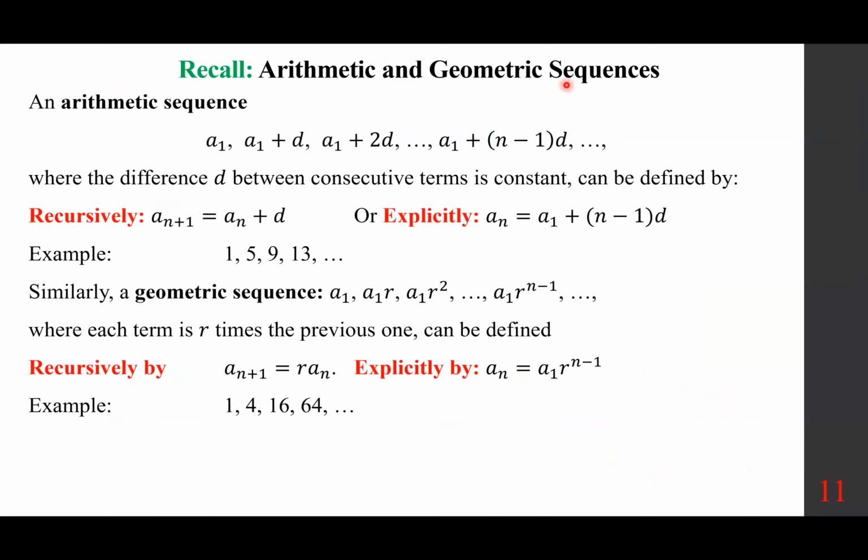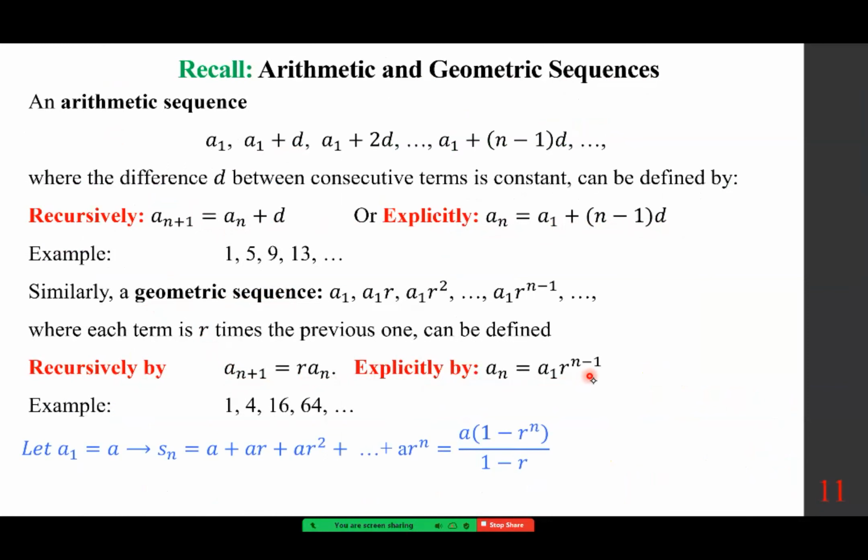Reminding you of the arithmetic and geometric sequence, you remember in the case of arithmetic sequence, we add a constant. So recursively, a sub n plus 1 is a sub n plus d. Explicitly, it's a sub 1 plus n minus 1 times d. Geometric sequence, we multiply it by a fixed ratio called r. Recursively, a sub n plus 1 is r a sub n. Explicitly is a sub 1 r to the power of n minus 1.